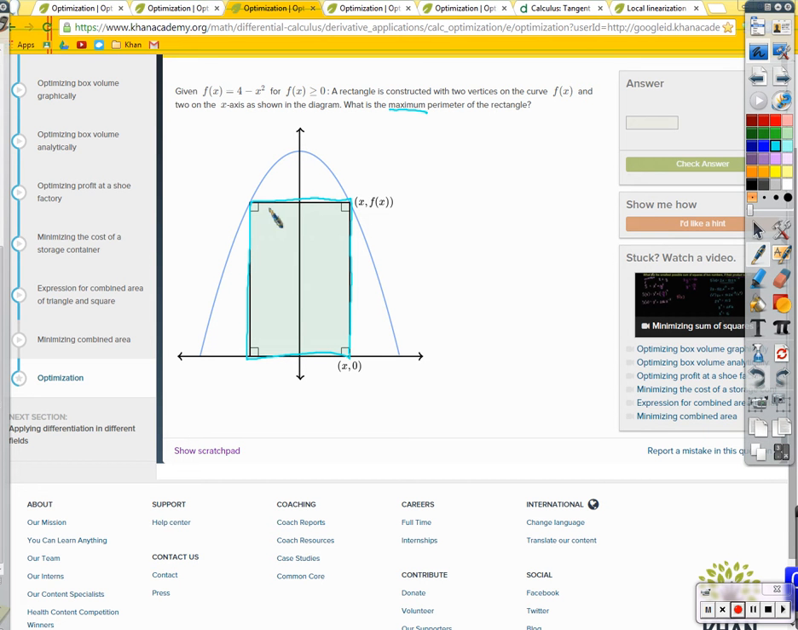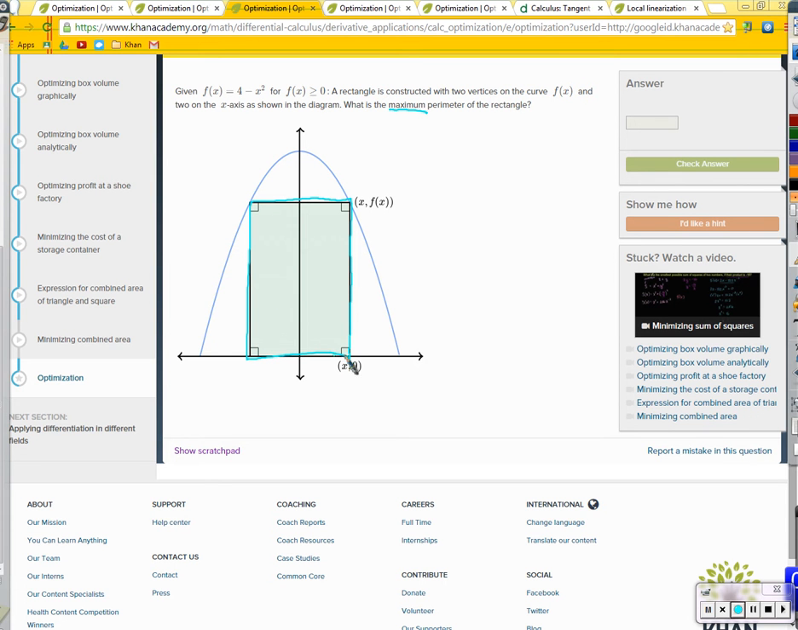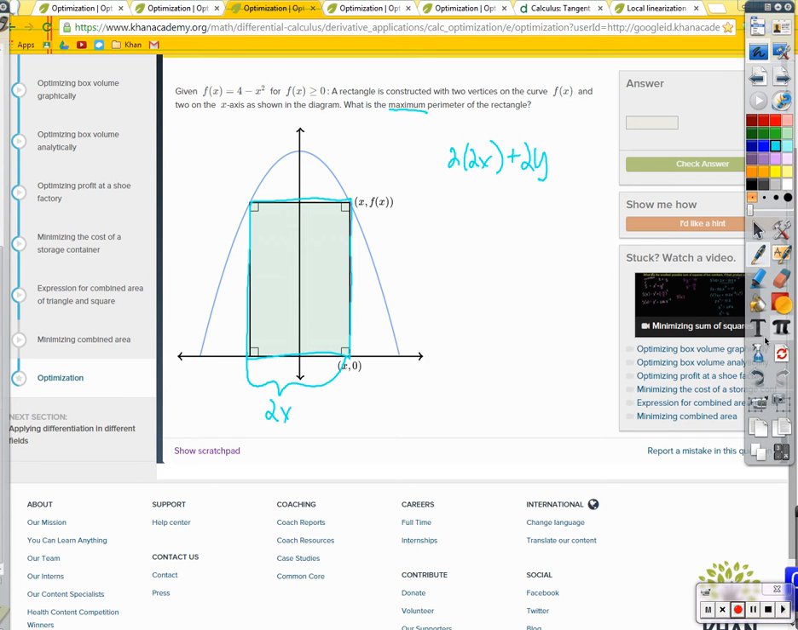So if I need to add this side and this side, how long is this side? 2x. Choose an x, that's the distance from the origin to the right. So this whole distance is 2x, and so is this. So 2 times 2x. I'm going to add to that the rest of the vertical sides. How long is this? It's y. But I don't want to just put y, because now I have this y variable that I have to deal with. It's 4 minus x squared. That's what y is.